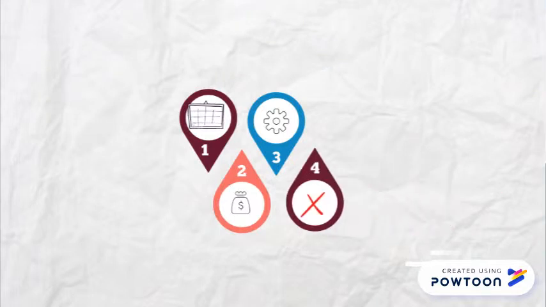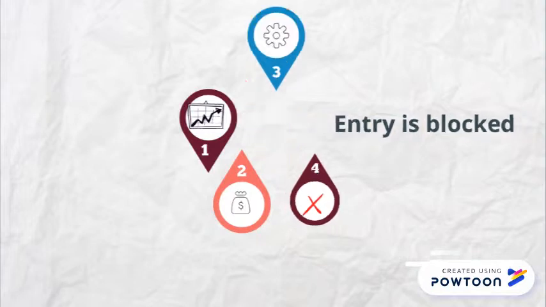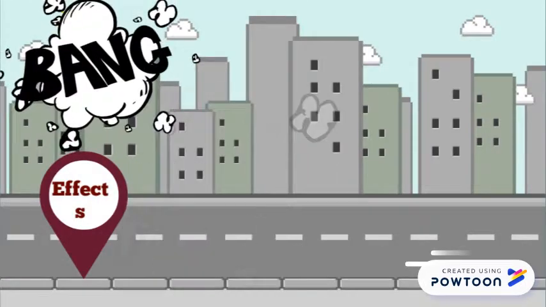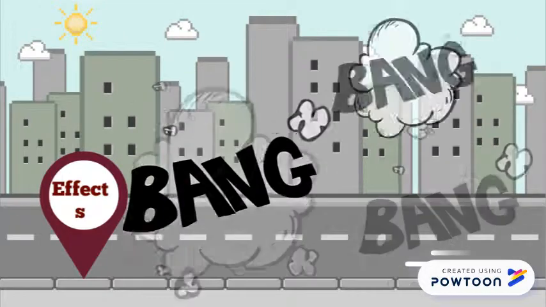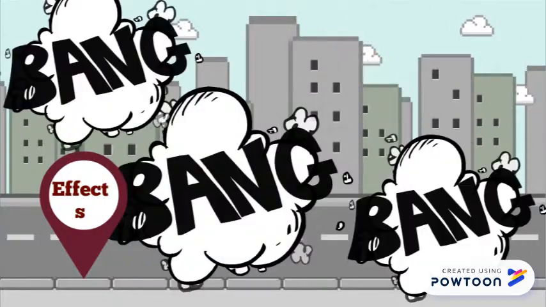And lastly, the entry is blocked. Other sellers are unable to enter the market of the monopoly due to any of the reasons, such as pricing and other legal barriers, economy of scales, and ownership. There are four negative effects of monopoly, which usually affects consumer and society.